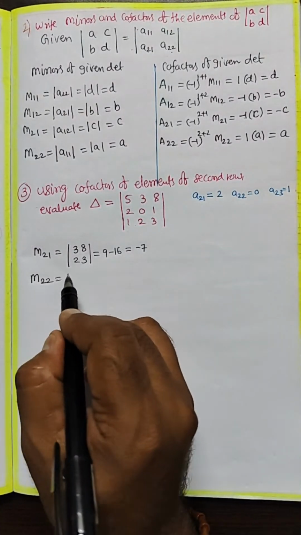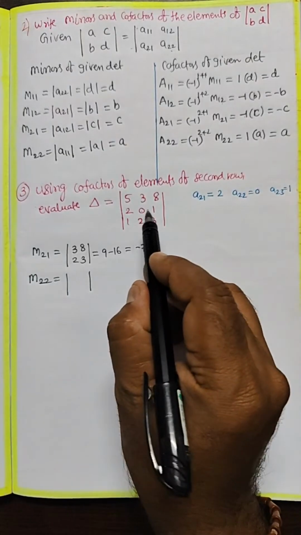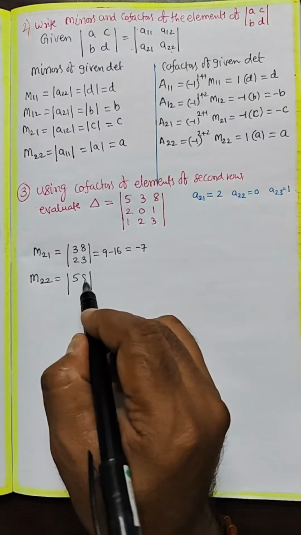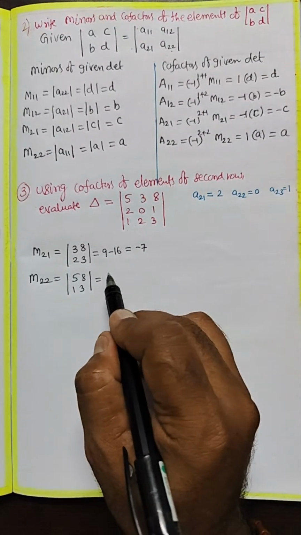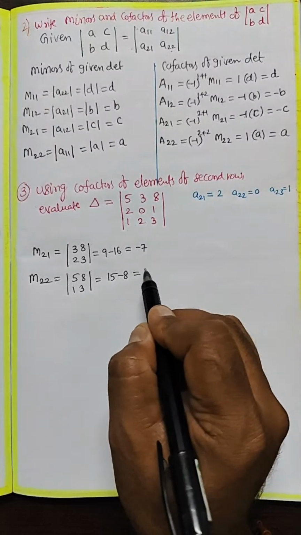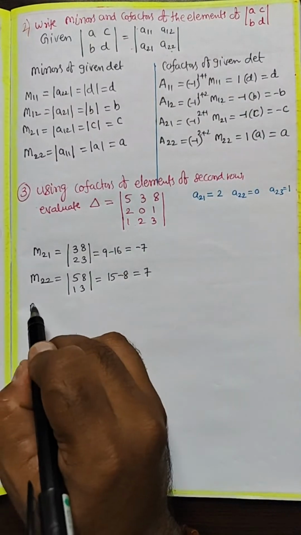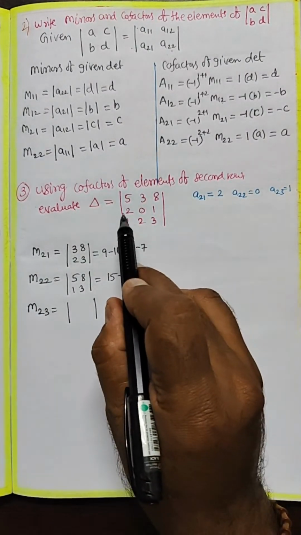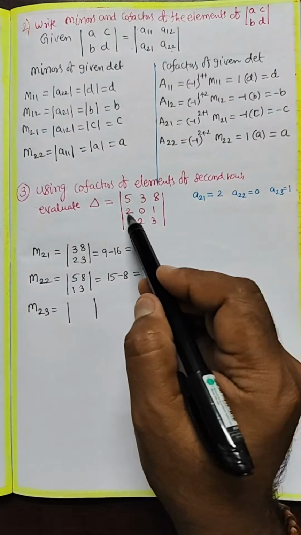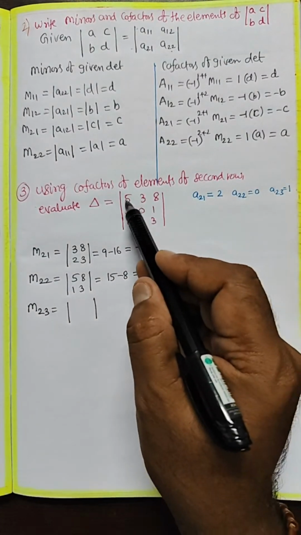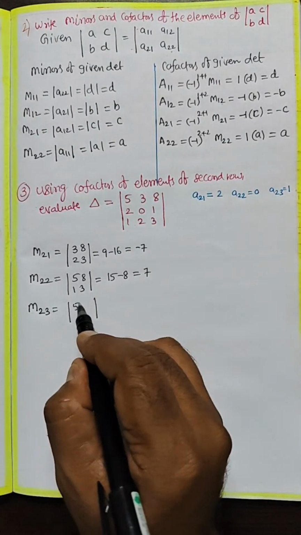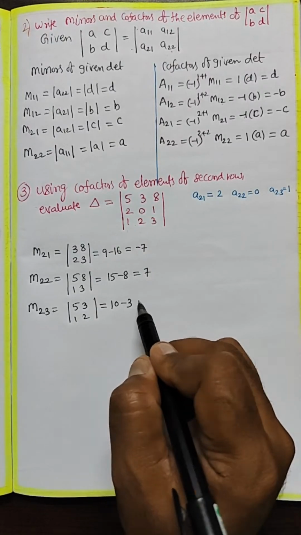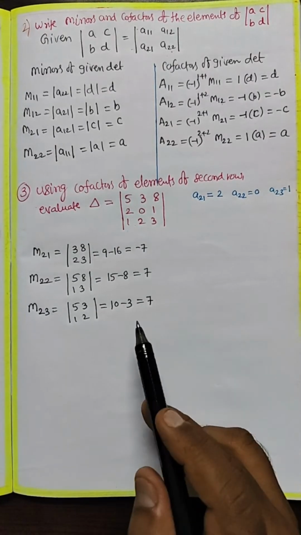M22. So eliminating the second row, second column, 5813. So 5 3s are 15 minus 8 1s are 8, this is plus 7. Next, M23. So second row, third column, if you eliminate 201 and 813, 5312 will be the remaining determinant. 5312 is equal to 10 minus 3, which is equal to 7. Are you able to understand, students?